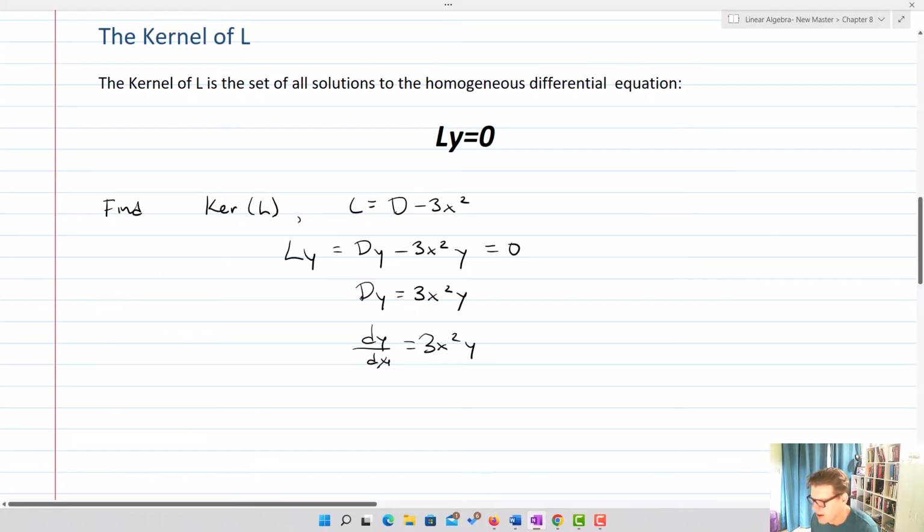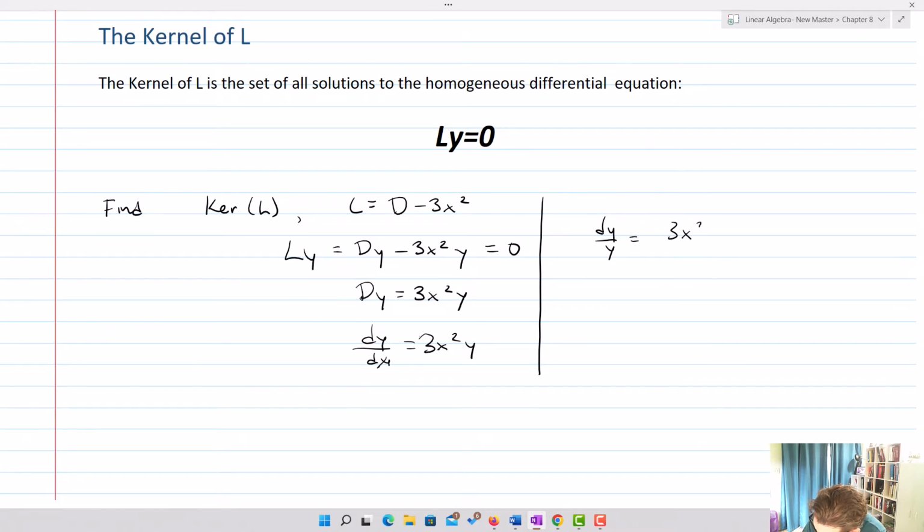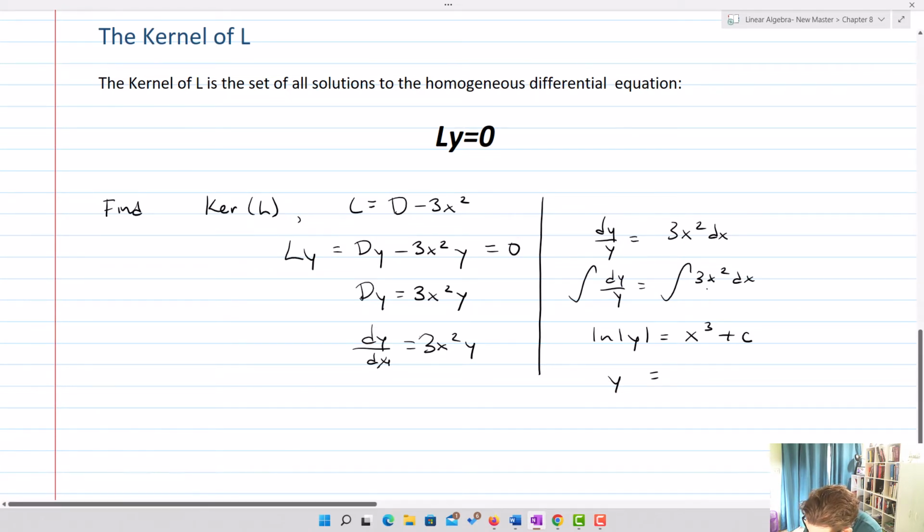What you should notice there is that it's separable. So I've got a separable differential equation. I'm going to get dy over y equals 3x squared dx. I'll take the integral of both sides: the integral of dy over y equals the integral of 3x squared dx. So that's the natural log of the absolute value of y equals x cubed plus c. Raise both sides to the e power, and I get y equals c e to the x cubed.